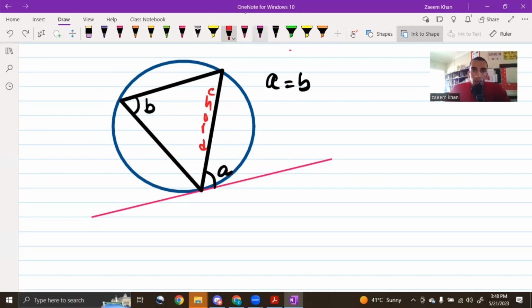Similarly, can you come up with another pair of angles which might be equal, and they happen to be in alternate segments? I'll label everything that I have over here. Let's see which ones you choose. Which two angles happen to be in alternate segments? E and C.